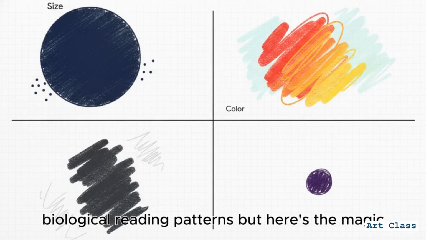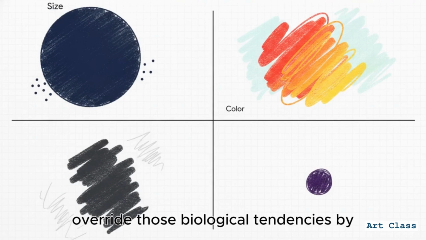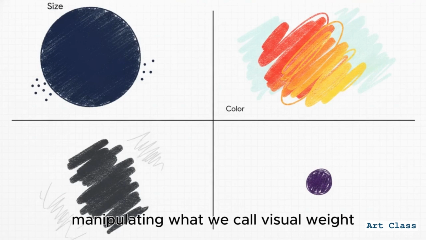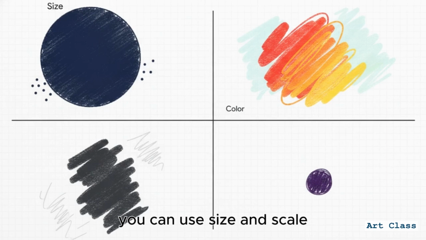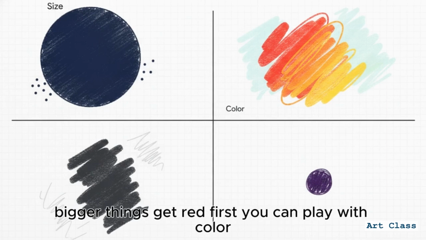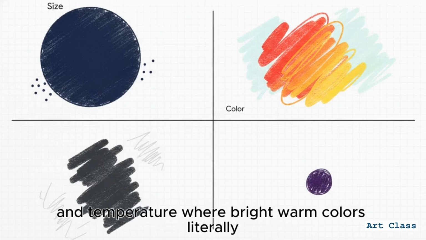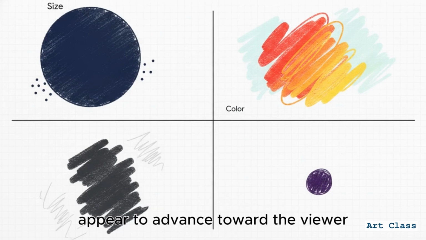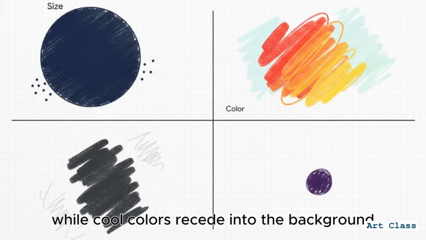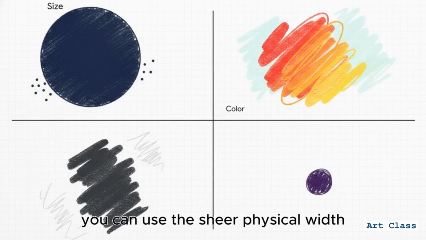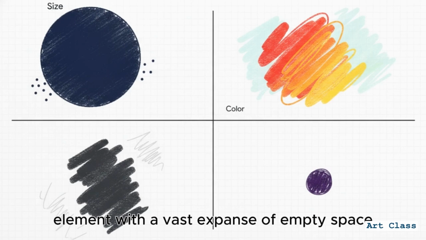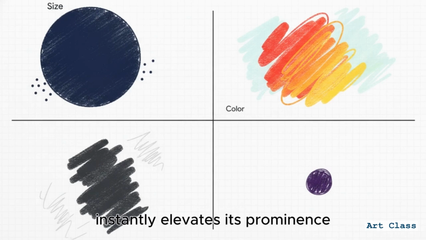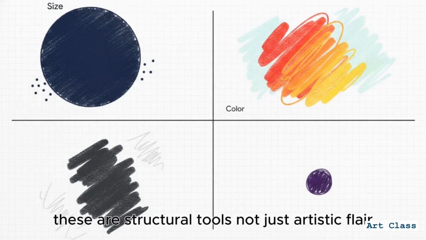But here's the magic. Designers can deliberately override those biological tendencies by manipulating what we call visual weight. These are your mechanical levers. You can use size and scale, knowing the squeaky wheel gets the grease, right? Bigger things get read first. You can play with color and temperature, where bright, warm colors literally appear to advance toward the viewer, while cool colors recede into the background. You can use the sheer physical width and boldness of typography to demand attention, or my personal favorite, you can use white space. Just surrounding a tiny element with a vast expanse of empty space instantly elevates its prominence. These are structural tools, not just artistic flair.